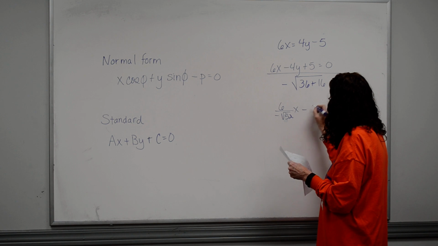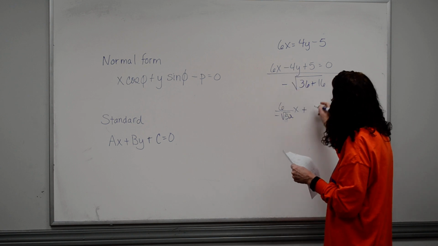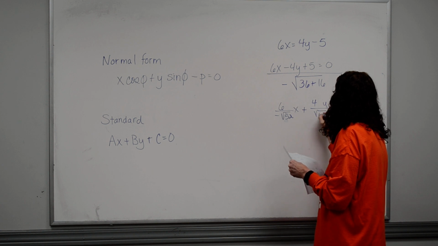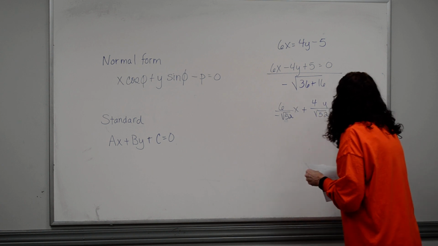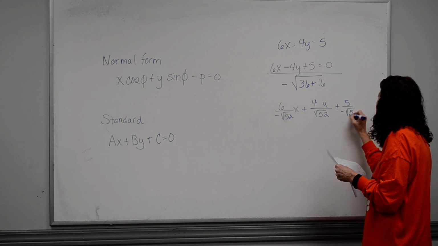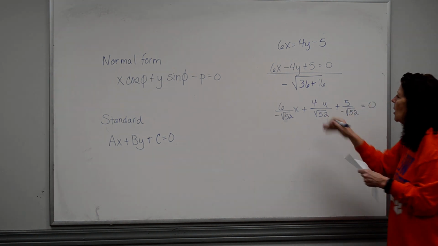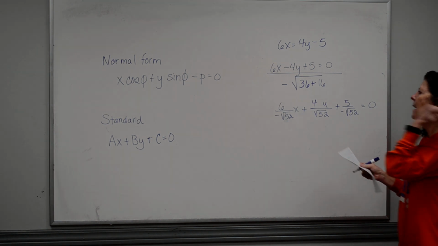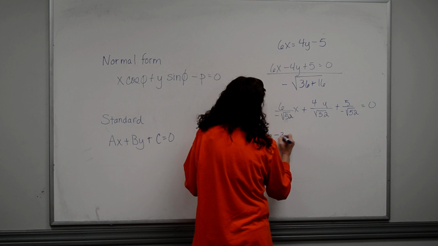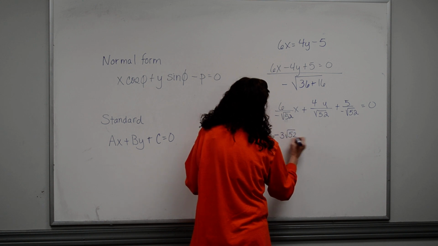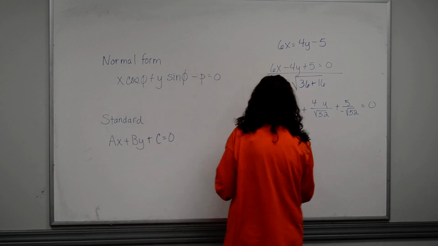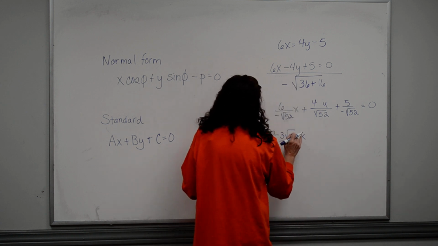minus, actually it becomes a plus because I have a negative over a negative, 4y over the square root of 52 plus 5 over negative square root of 52 equals 0. Well, I can't leave it like that, so I would have to convert it. And when I convert it and reduce it, this is 3 on the square root of 52 over 13, and that's just reduced down. Oh, actually, this is broken down too.